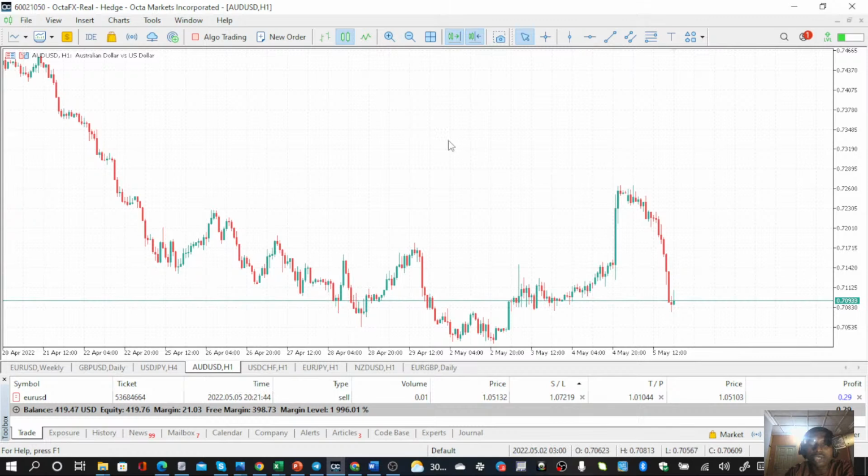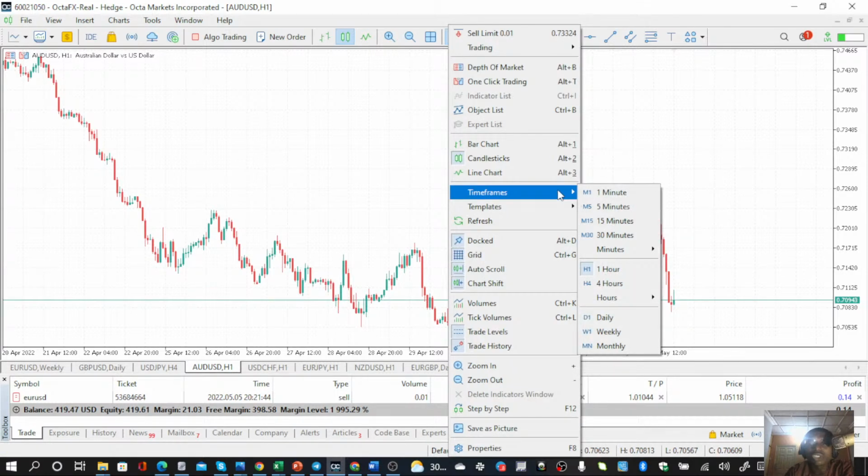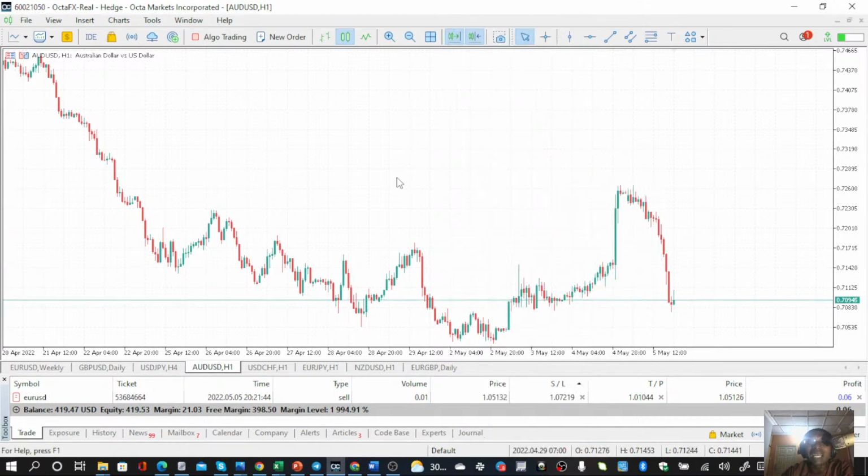Australian USD. On Australian USD, before analyzing this market, what did I say we should do when we open our chart to take a trade? Let me know in the comment section. What is the first thing you do? What's the first question you ask yourself? Let me know in the comment section.